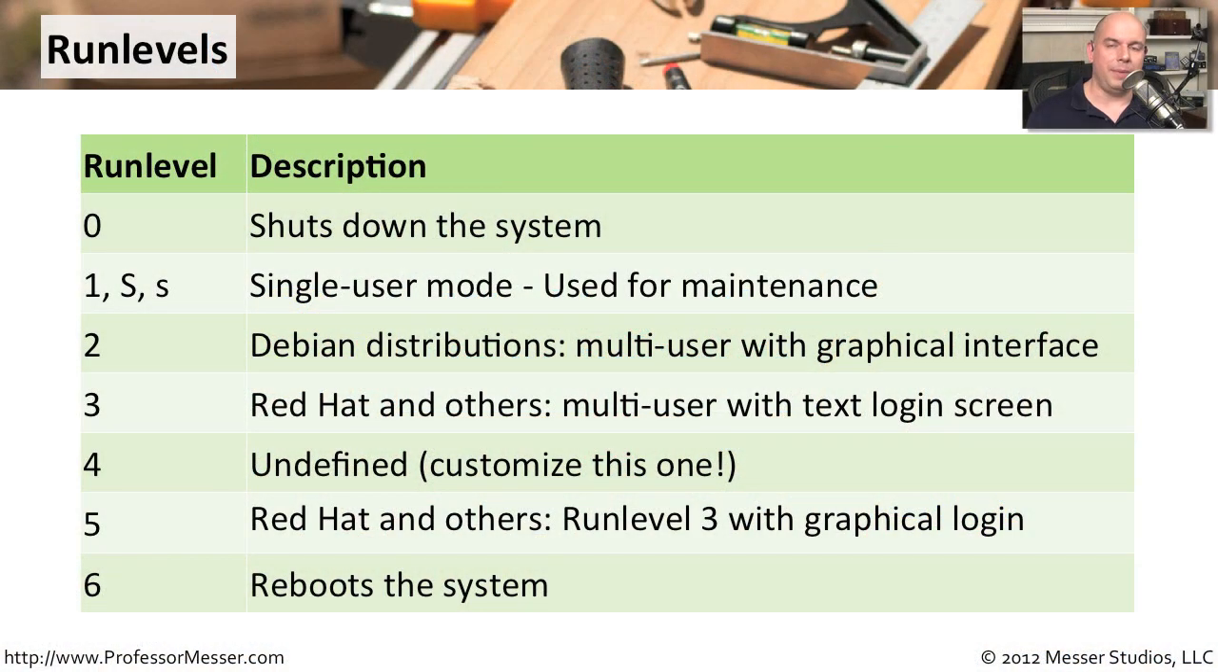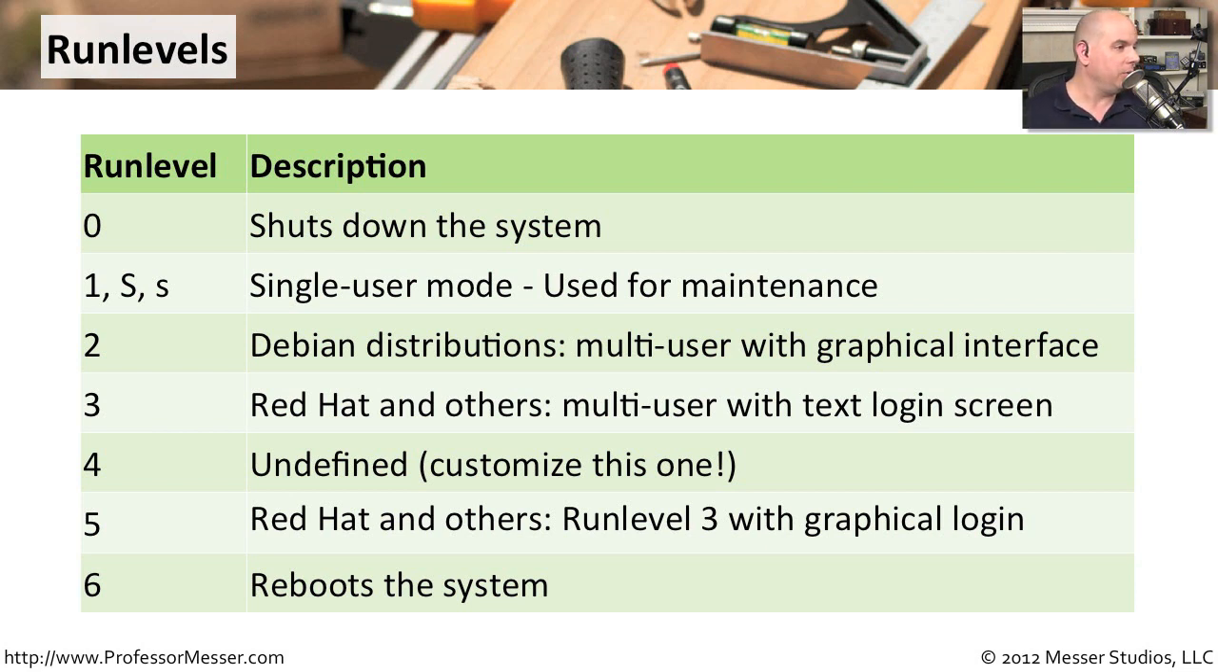When Linux starts up, it begins running in something called a run level. There are many different run levels. You can see them on the screen here. Each run level has a different type of processes and services that might run. So you can start up in a run level where only a few processes might be running. You might have other run levels that have many different services and processes running.